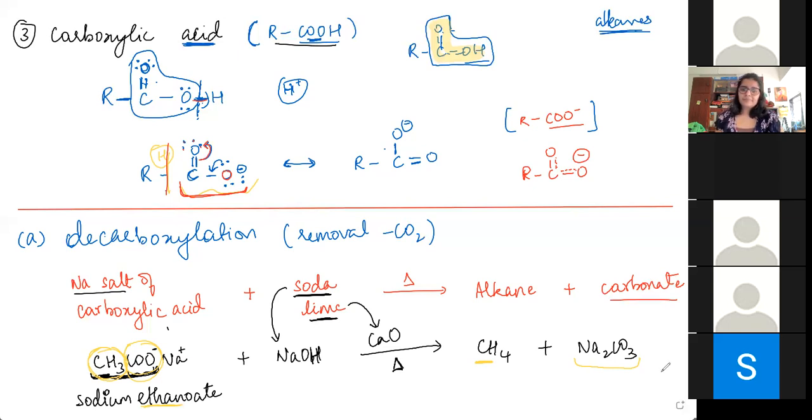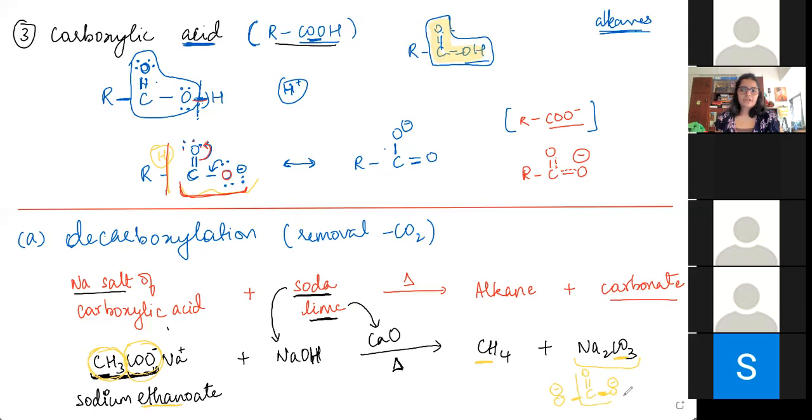Ma'am, I had a small doubt. As we are removing CO2, shouldn't oxygen also be removed? Are we not doing that? Sorry? It's come into the carbonate. So carbonate is literally C double bond O, and you have another single-bonded O, and another single-bonded O. This is the carbonate ion. The negative charge keeps shifting between these oxygen atoms, with resonance.